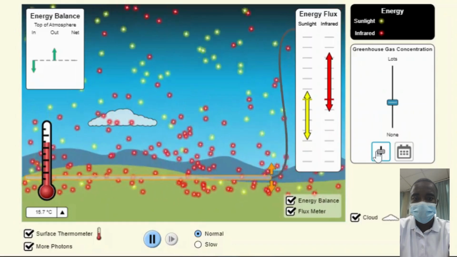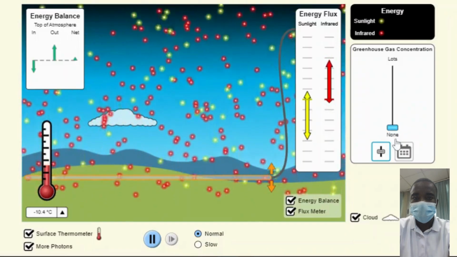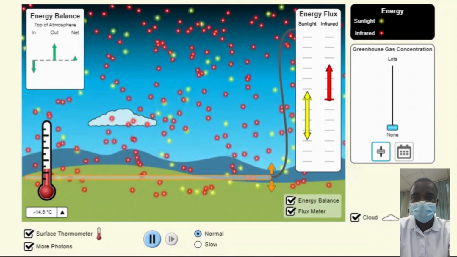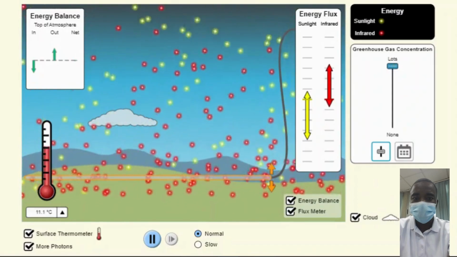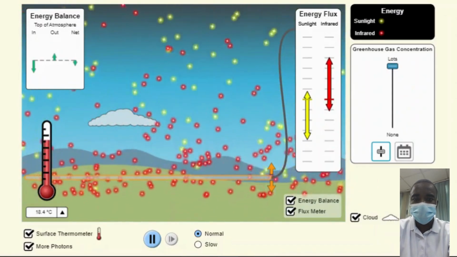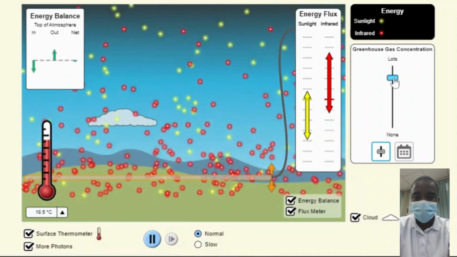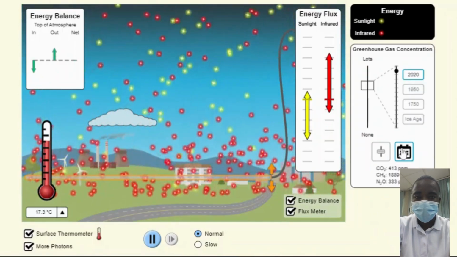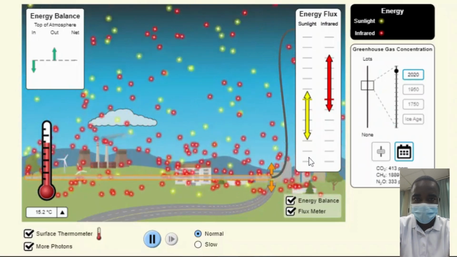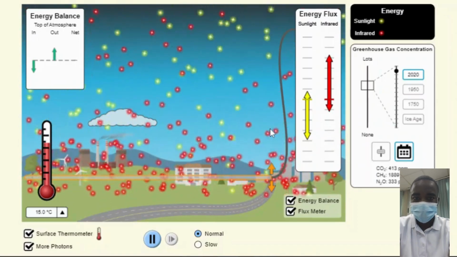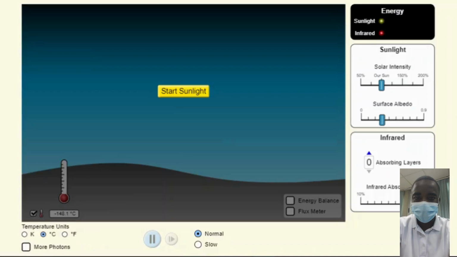The layer model part of the simulation allows students to model greenhouse gases as infrared absorbing layers. By controlling the solar intensity, surface albedo, and infrared absorbance, students can observe the impact of these factors on photon behavior and the temperature of the atmosphere. Solar intensity refers to the amount of solar radiation reaching the Earth's surface. By adjusting the solar intensity, students can observe how changes in solar radiation affect the energy balance and the temperature of the atmosphere. Higher solar intensity results in more energy being absorbed by the Earth, leading to an increase in temperature.